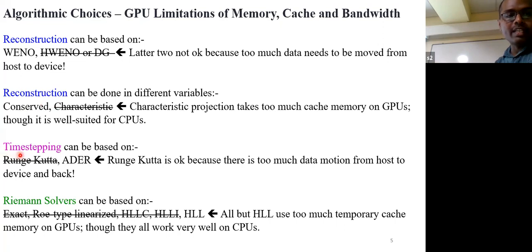And I talk about the time stepping. We can use Runge-Kutta or aider, but I'll talk about this more: why we need to choose aider, not Runge-Kutta, and that choice can be discussed inside the presentation. And the fifth one is the Riemann solver. As I mentioned before, the matrices are difficult to handle within the GPU because of the limited cache memory. So we resort to the simpler HLL Riemann solver.